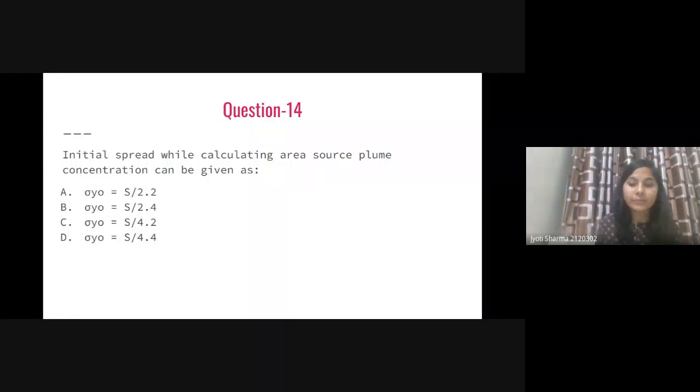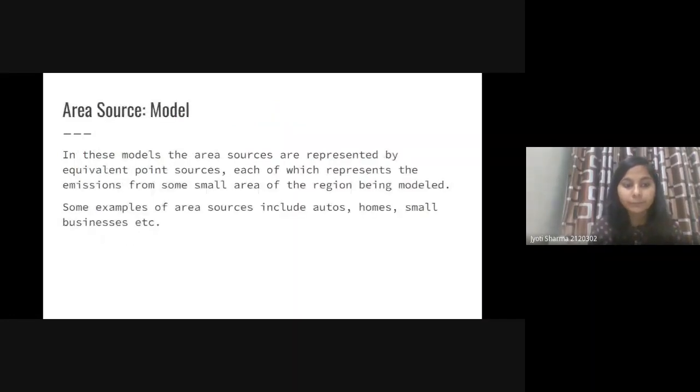So we will see what you mean by this. Here we have standard deviation in the y direction, and we talked about it: initial, meaning we have some initial standard deviation and we also have the final standard deviation. Then we have the S. What do you mean by this S? The answer should be C: S upon 4 by 2, and we will talk about this Y.